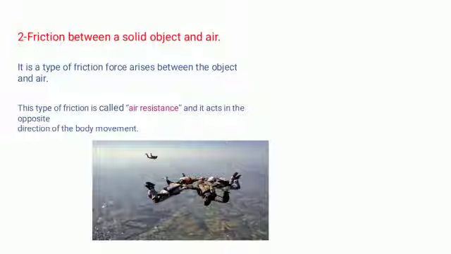The second type of friction is the friction between a solid object and air. It is a type of friction force that arises between the objects and air. This type of friction is called air resistance, and it acts in the opposite direction of the body movement.